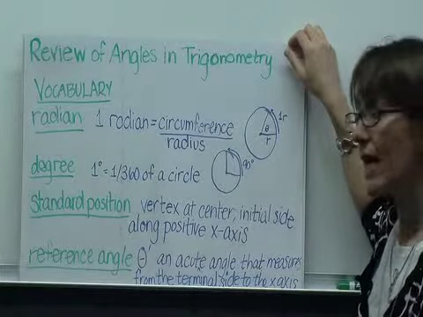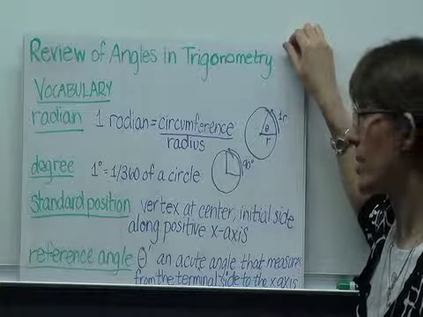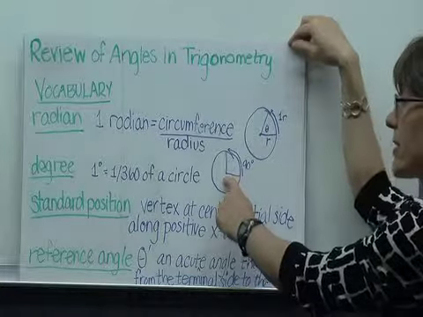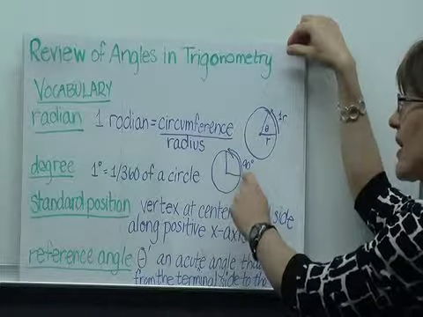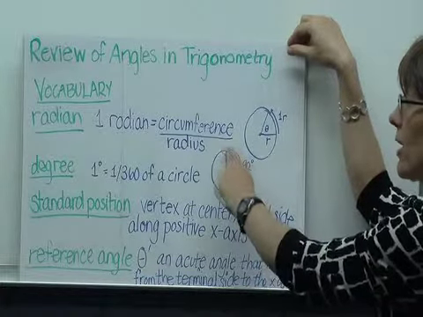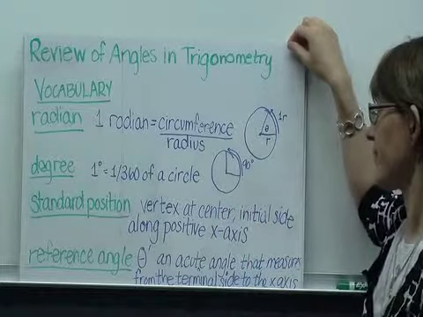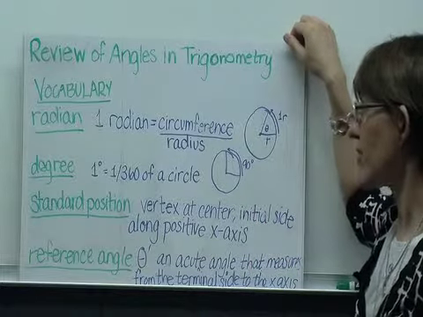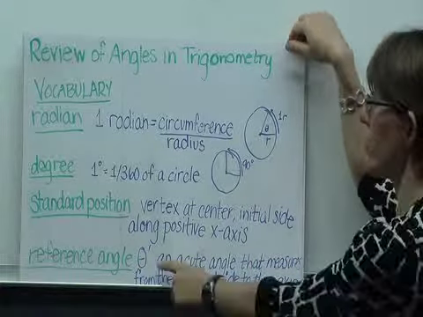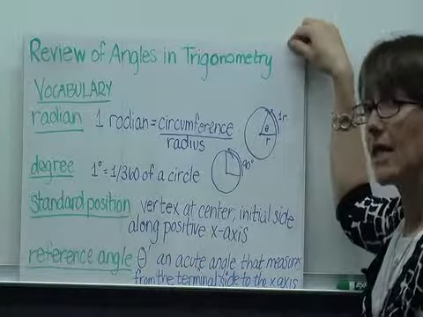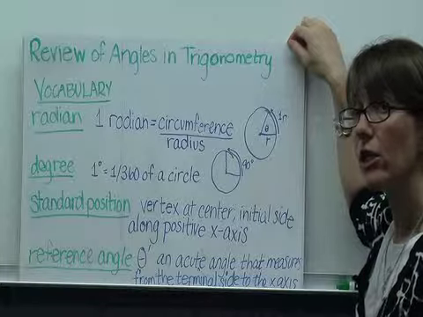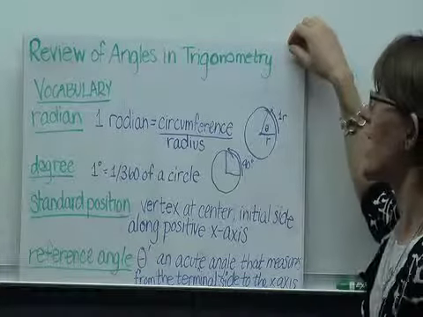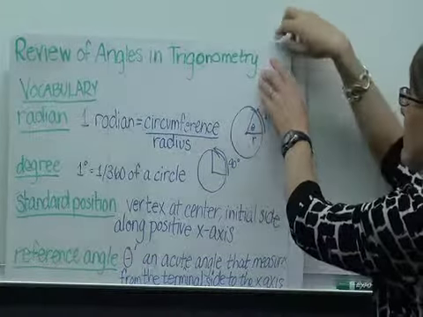An angle is said to be in standard position if its vertex is at the center, its initial side is along the positive x-axis, and we're measuring either positively or negatively. And then a reference angle, also noted as theta prime, is an acute angle that measures from the terminal side to either the positive or the negative x-axis.